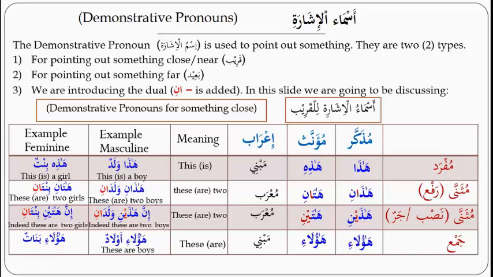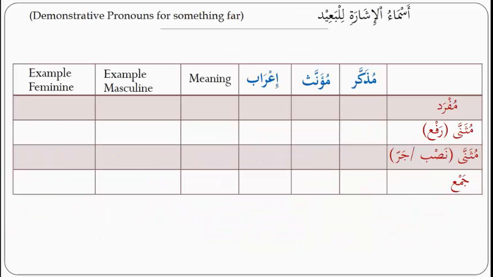Awlad is a plural for walad. And ha'ula'i banatun, these are girls. Banat is a plural for bint. So this completes our table, inshallah, and we hope you have a clear understanding of it. Go back and listen to it, inshallah, and Allah subhanahu wa ta'ala will make it easy for you if you go over it and try to understand it again.